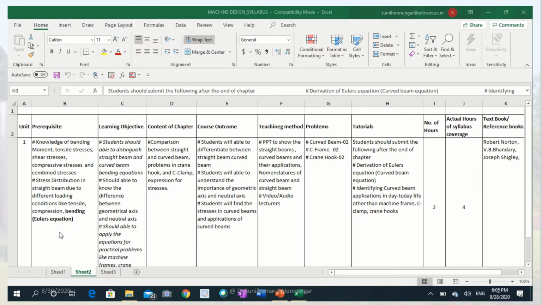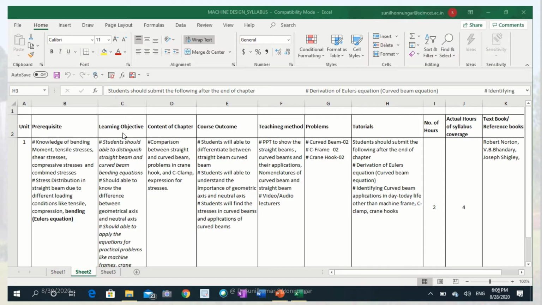That is basically the Euler's equation you are supposed to know. What is that Euler's equation? M by I equals sigma by y equals E by R. This is the classical bending equation that you have studied in your strength of materials. You should be aware of that. Whatever we are going to cover is based upon that. So as and when we cover, we will look at what we have learned and how far it is going to be different in this curved beam section.